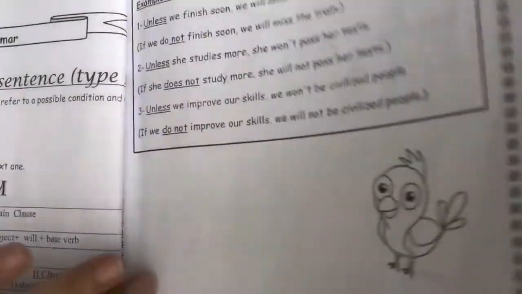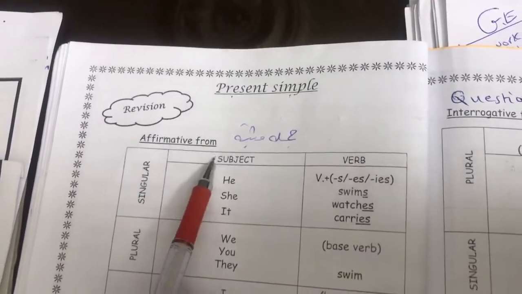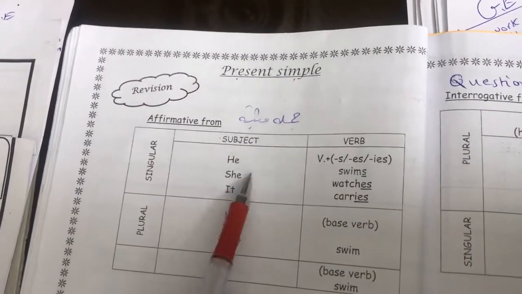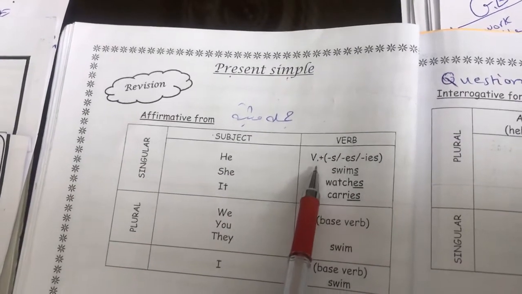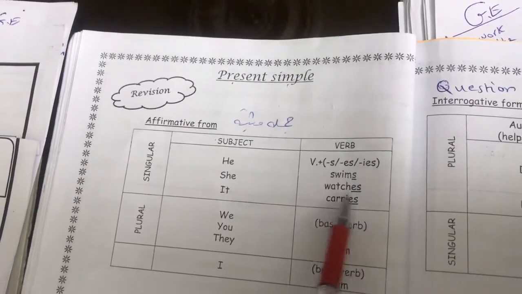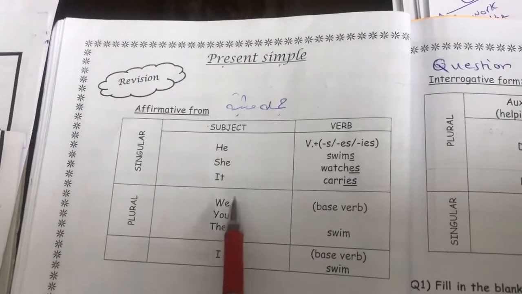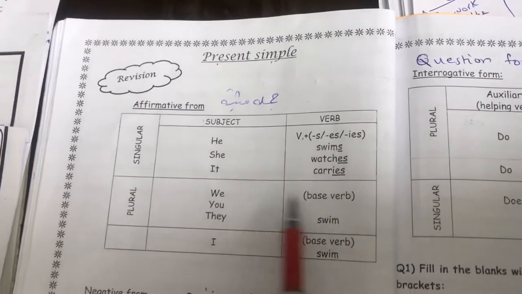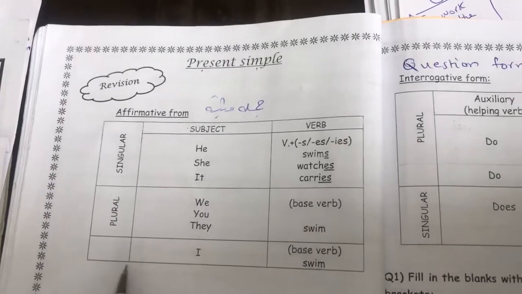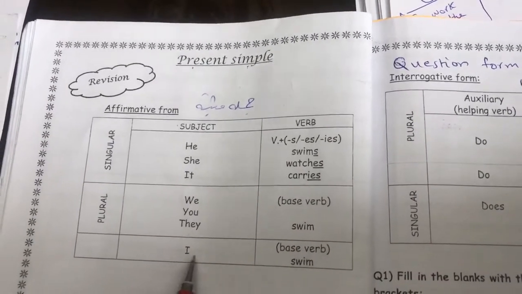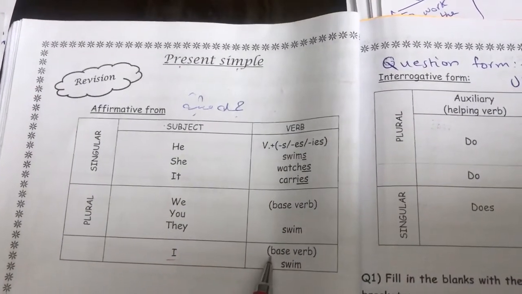Now, let us make a revision for simple present. Look here, present simple, affirmative form. Here with singular, he, she, it, we put the verb with s: swims, watches, carries. With the plural, like we, you, they, pronouns or nouns, we put the base verb like swim. Be careful that I take the base verb with simple present.